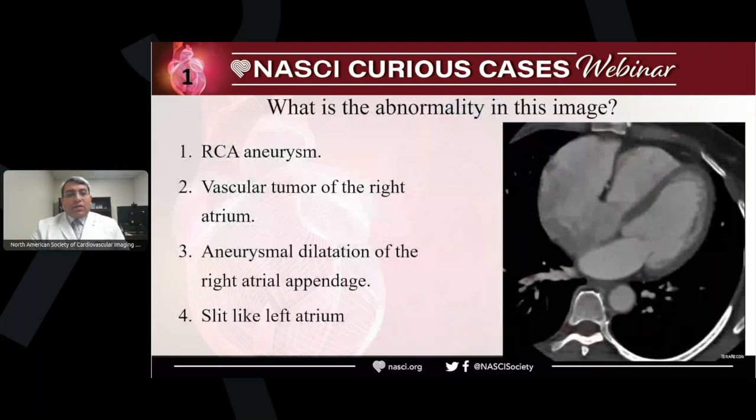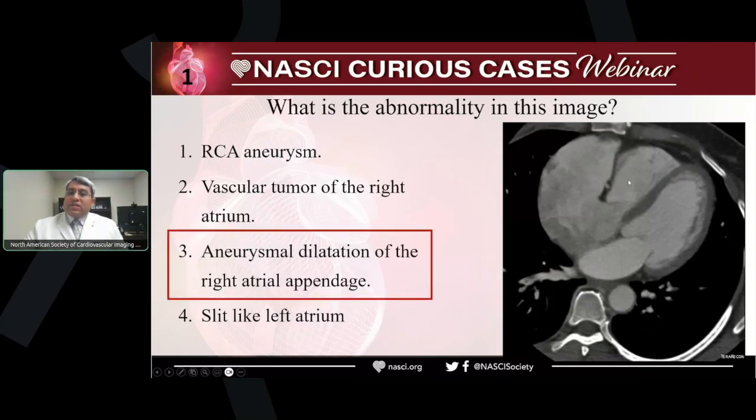If you would like, can you please tell me what the abnormalities in this image are? Anyone can answer or I can go through it. Okay, so this is a nice case, a rare case actually of aneurysmal dilatation of the right atrial appendage. As you see here, the right atrial appendage is almost as large as the right atrium itself.